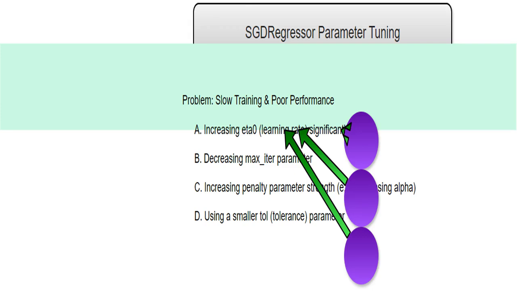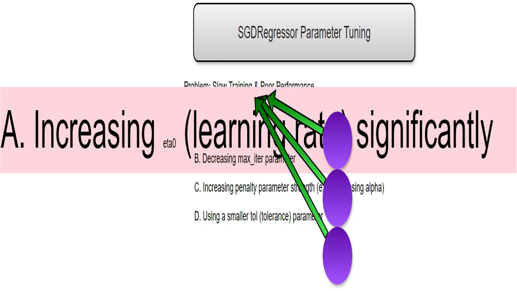I'm facing a problem. My model is training too slowly, and it's not performing well. I'm looking for ways to make it both faster and more accurate. I'll decrease the maximum number of iterations. This speeds up training, but the model might not fully converge to the best solution, potentially reducing accuracy. It's like setting a time limit on training. It's faster, but it might result in an incomplete solution.